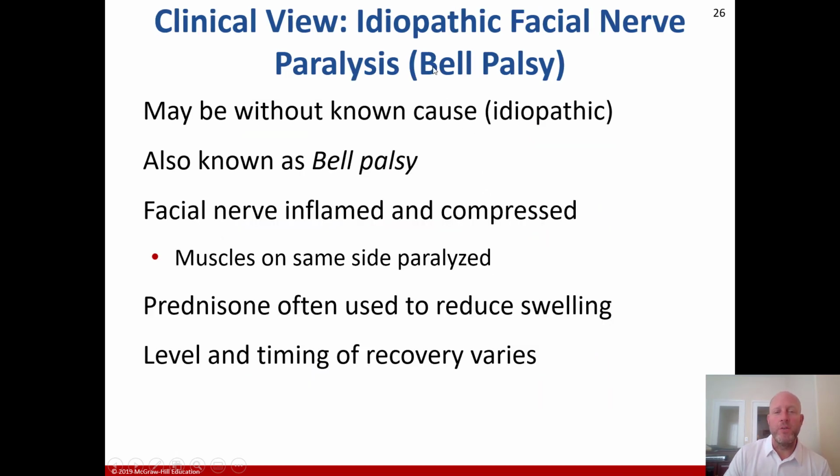And of course, a clinical view of idiopathic facial nerve paralysis, or Bell palsy. It may be without known cause, idiopathic. It's also known as Bell palsy. The facial nerve is inflamed and compressed. Muscles on the same side become paralyzed. Prednisone is often used to reduce swelling, and the level and the timing of recovery can really vary.